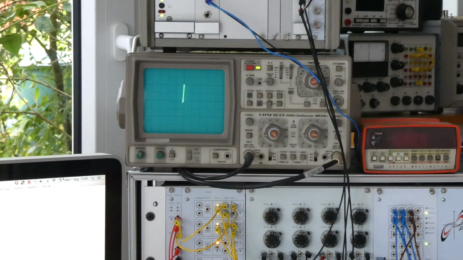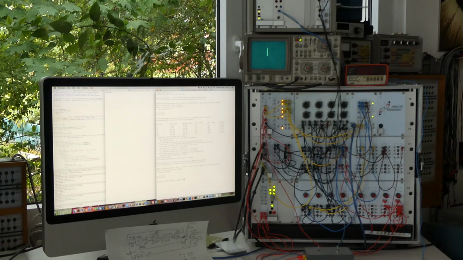On top of Model 1, there is an oscilloscope that shows the output of some training episodes of the reinforcement learning algorithm. On the left is a Mac on which a Python script runs the reinforcement learning and which uses Model 1's hybrid controller to send commands from the digital computer to the analog computer.